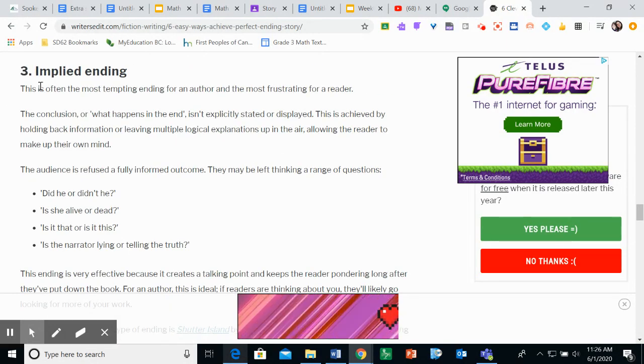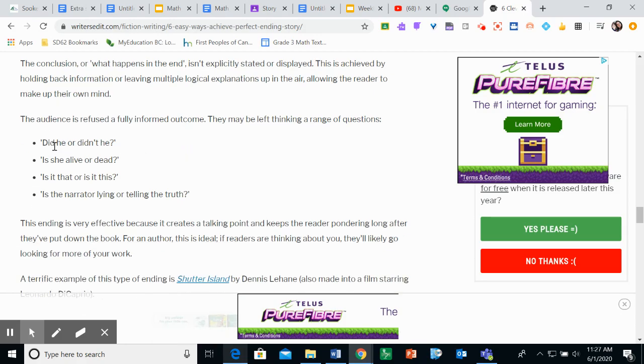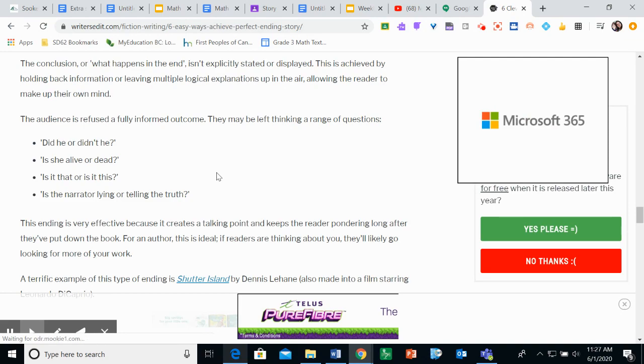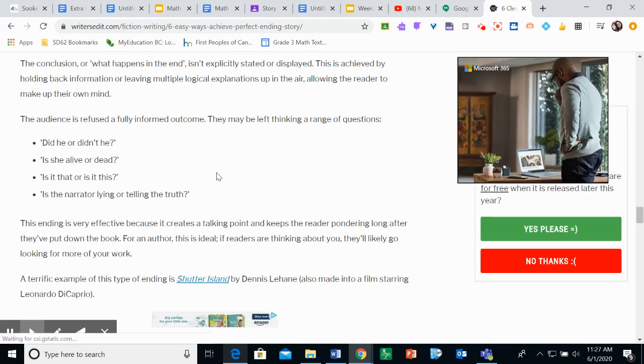An implied ending. This is often the most tempting ending for an author and the most frustrating for a reader. So what happens at the end isn't actually shared. This can be really frustrating for a reader because they'll have questions still. Did he or didn't he? When you write endings like this that aren't solved, it's usually if you're writing a series, like a bunch of them, and you want them to be ready for the next one.